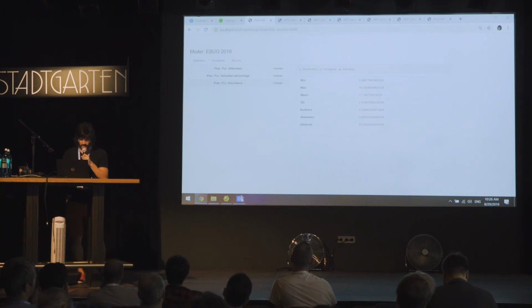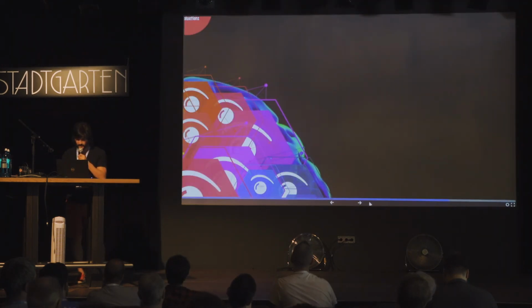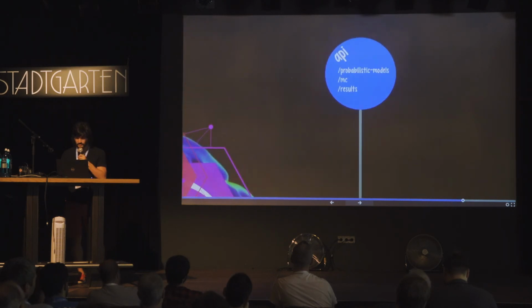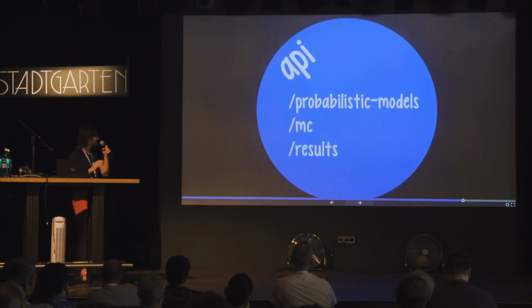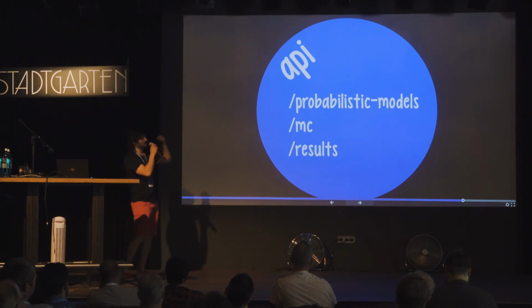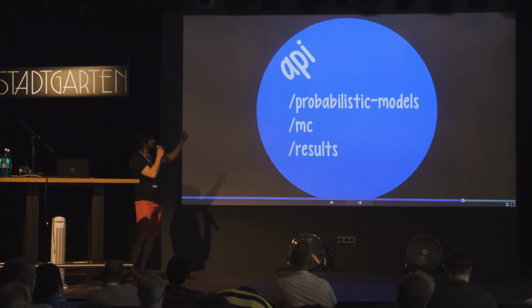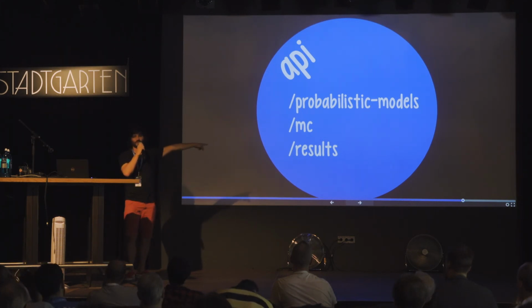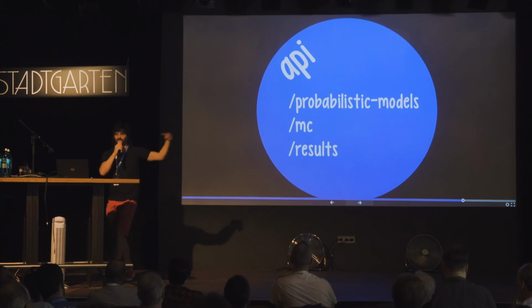So let me go back to the presentation. I guess I have minutes left. Okay, this is the API. Probabilistic models allows creating models, and MC is the Monte Carlo where the user can simulate a given model and then retrieve results back from that entry point.